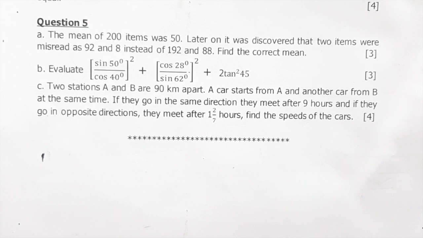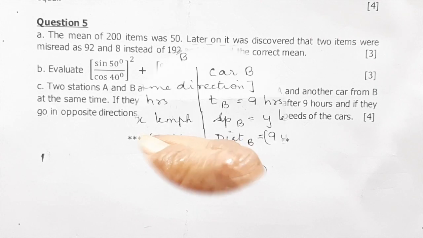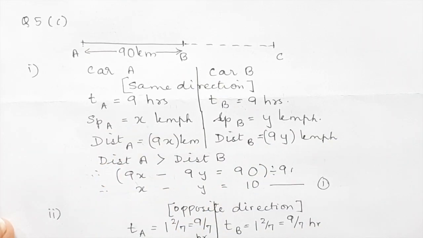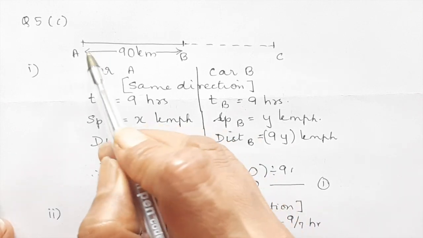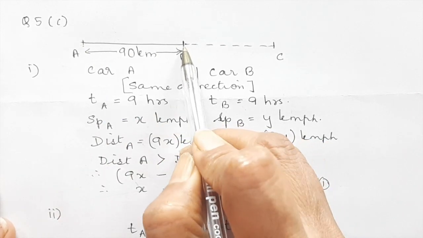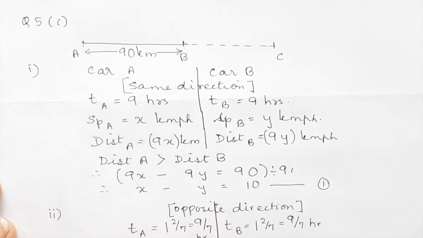So one car will have speed X and the other one will have speed Y. So in order to solve a question like 5C, we need to draw the diagram. So this is station A and this is station B, and they're 90 kilometers apart.